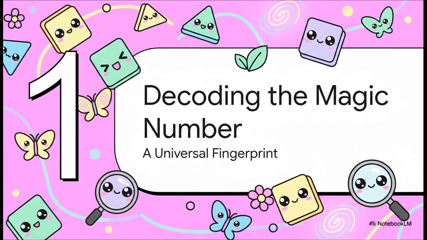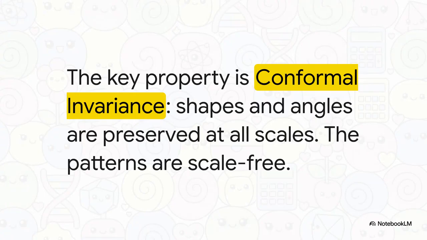You can think of it as a kind of universal fingerprint that's hidden in the geometry of all this beautiful chaos. The key property they discovered is something called conformal invariance. The easiest way to think about it is like a fractal. No matter how much you zoom in or how much you zoom out on the pattern, the basic shapes and the angles, they all stay the same. It looks the same at every single scale, which is why you'll hear scientists call it scale-free.